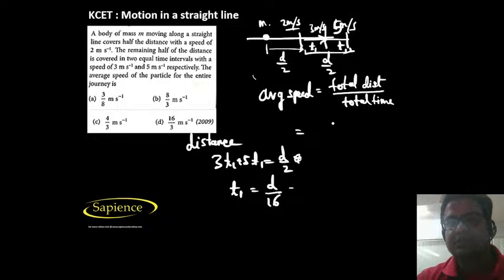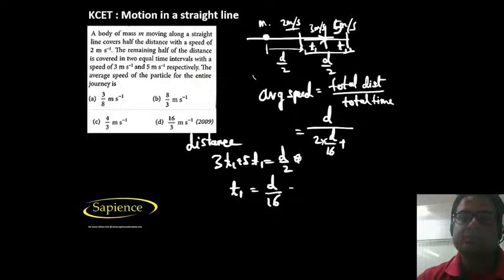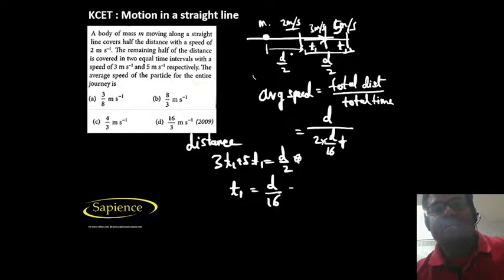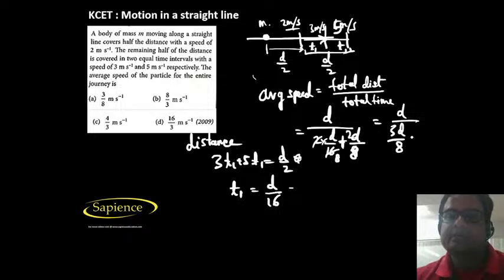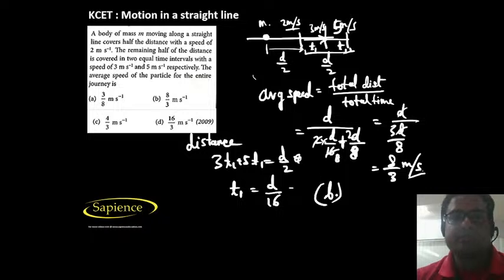So the total distance is d by 2 plus d by 2, which is d, and the total time is here 2t1, that is 2 into d by 16, plus here time is equal to distance by speed, that is d by 2 by 2, that is d by 4. So that will be 2d by 16 plus d by 4, that is 3d by 8. So d and d will cancel, so that will be 8 by 3 meter per second. So therefore the correct answer is option B.